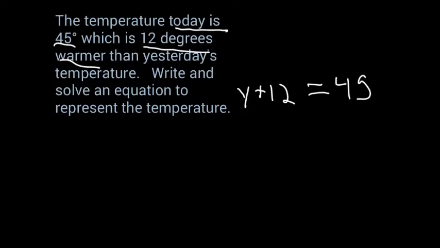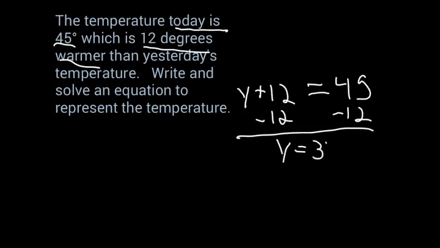Then you just follow your rules to solve an equation. What's being done to y is adding 12. So the opposite of that is going to be subtracting 12. And I have to do it to both sides to keep my equation balanced. So then you just subtract: 45 minus 12 is going to give you 33 degrees. So yesterday it was 33 degrees. Today it is 45, and if you do 33 plus 12, you'll get 45.